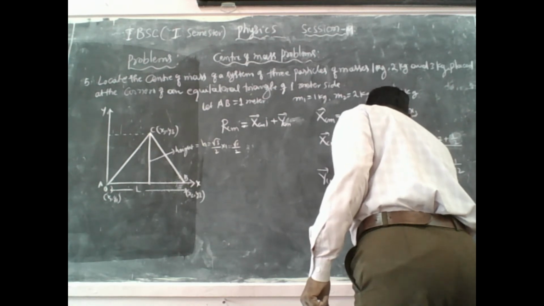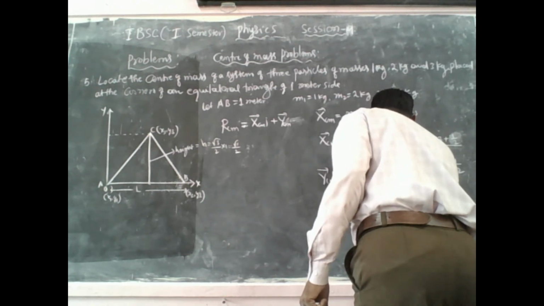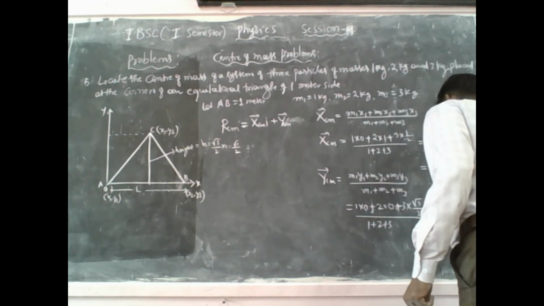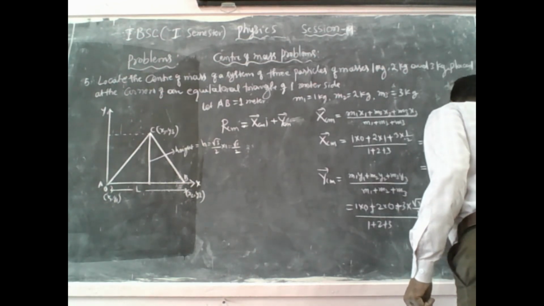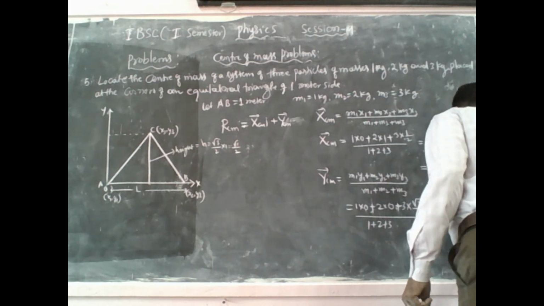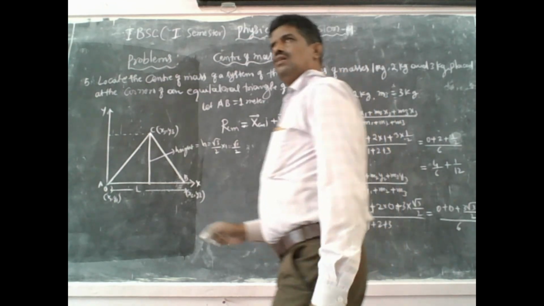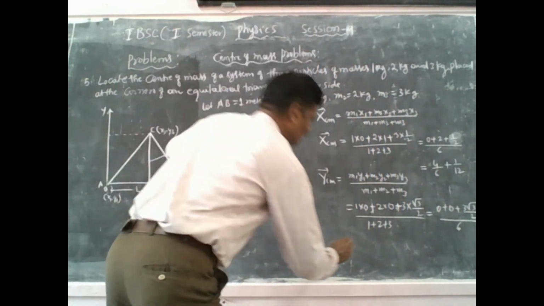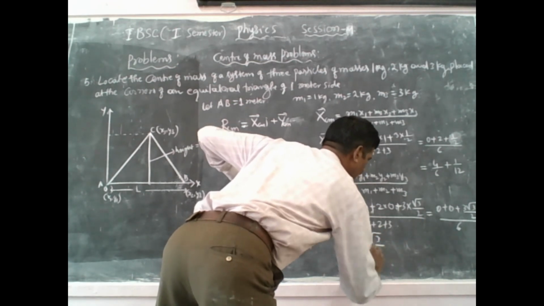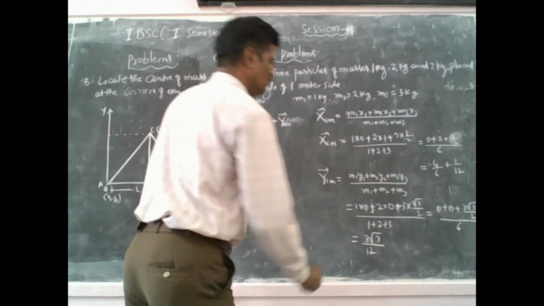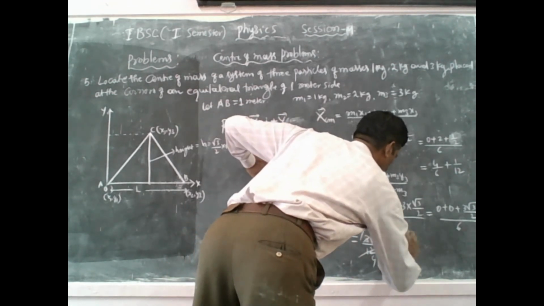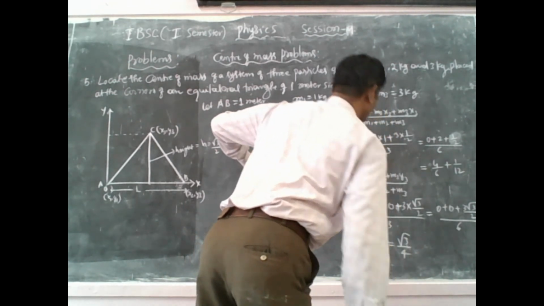M1 equals 1 kg plus 2 kg plus 3 kg equals 6. So that is 0 plus 0 plus 3 root 3 divided by 2, divided by 6, isn't it? So then 3 root 3 divided by 12. So here 3 ones are 3, 3 fours are 12. So therefore root 3 by 4, isn't it?